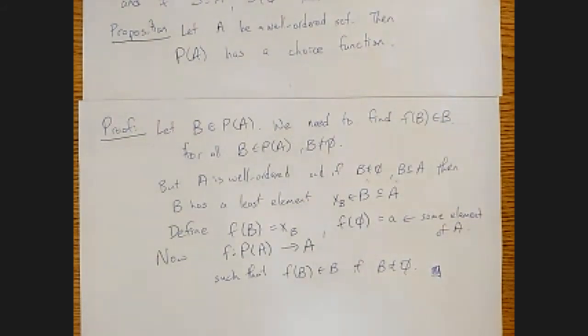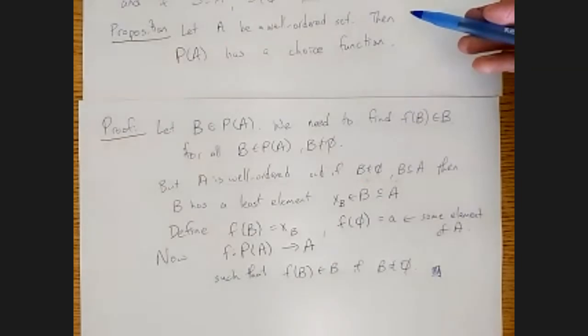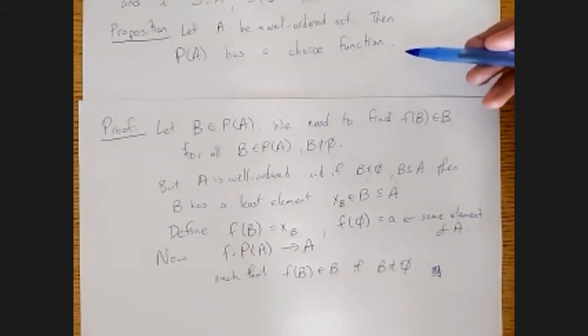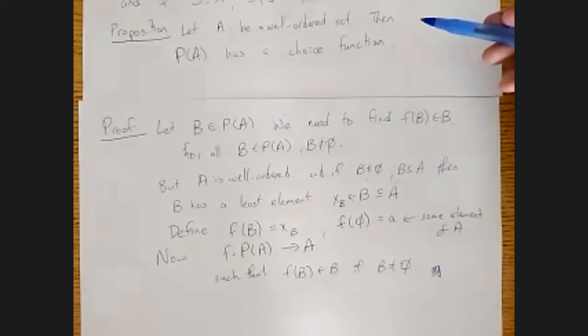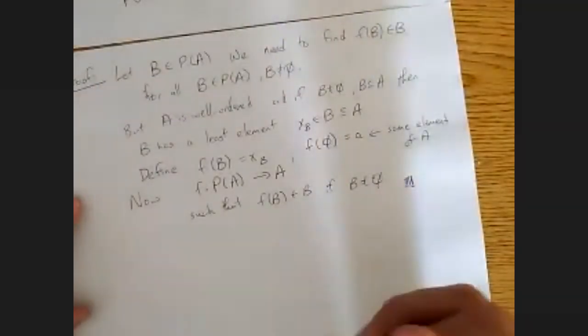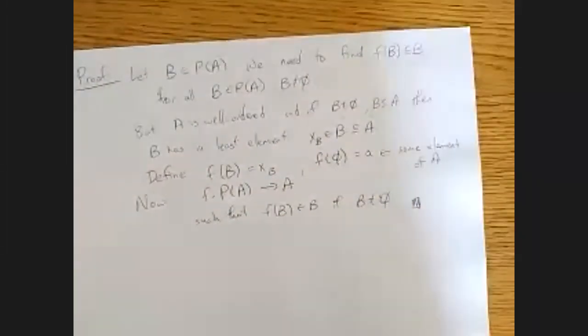Actually, you can prove a converse to this proposition. You can show that if you have a choice function for the power set of A, then you can define a well ordering on A. Okay, so let's sketch that. Well, this proof is where transfinite induction would come in, so it's just going to be a sketch.